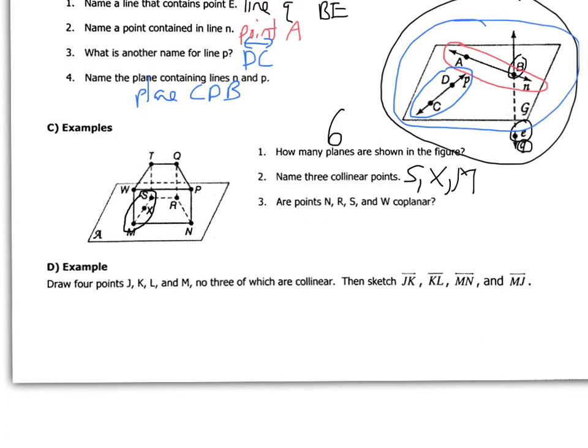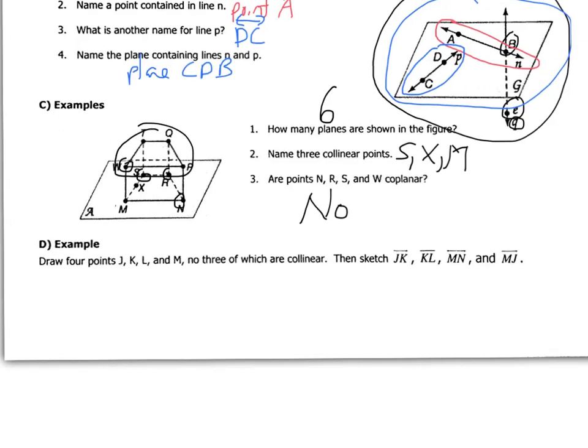Number 3 says, are points N, R, S, and W coplanar? Well, coplanar means on the same plane. So are N, R, S, and W all on the same plane? Well, W is way up here on the top part. W is on this top plane. Those 3 are on the bottom. So no. Even though 3 of them are, all 4 have to be coplanar.